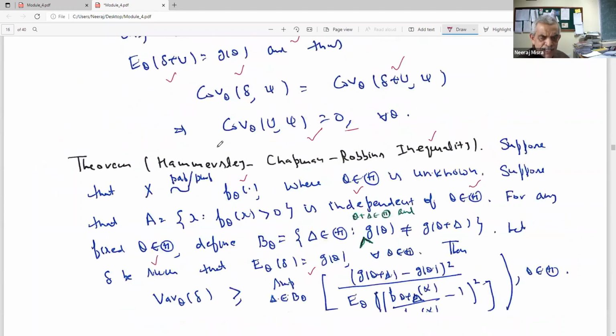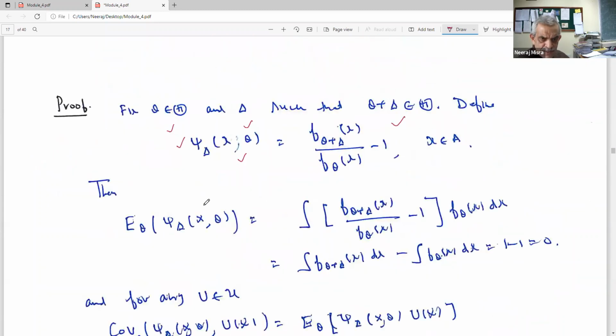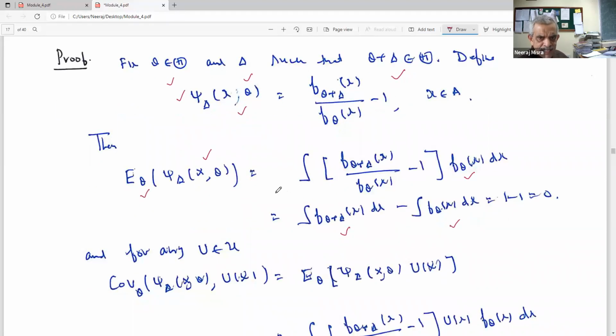So I try to see first what is the expected value of this quantity. This is the same as the integral of (f_(theta plus delta)(x) by f_theta(x) minus 1) times f_theta(x), since I'm taking the expectation under theta, so I have to get a density under theta here. I do this, f_theta(x) gets canceled, minus f_theta(x). But f_theta is a density for any theta, and my theta plus delta is in the parameter space, so this is a density. So its integral would be 1. Theta is also in the parameter space, so this integral would also be 1. So 1 minus 1 is 0. So the expected value of psi_delta(x, theta) is 0.